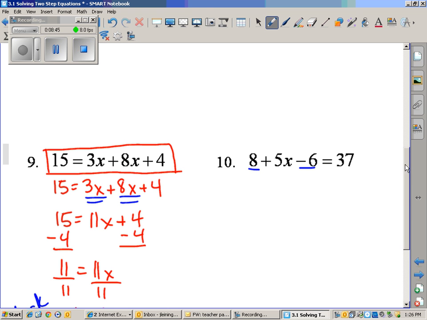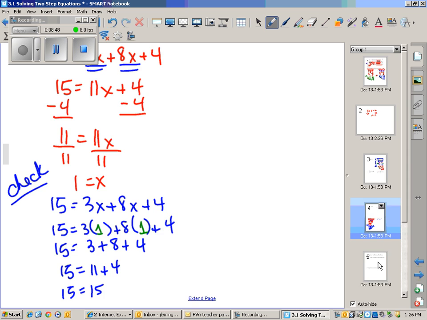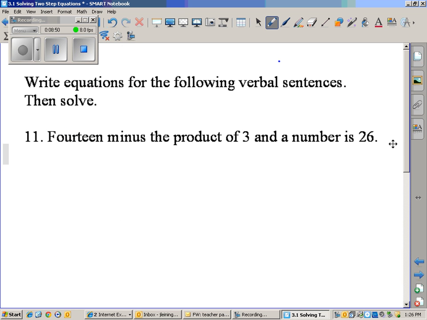We're going to skip to number 11 because we're going to write some verbal sentences from these English words. We're going to write equations, and then we're actually going to go ahead and solve. So this is a two-step process. We're going to write the equations, and then we're going to solve them. So let's see what we have.